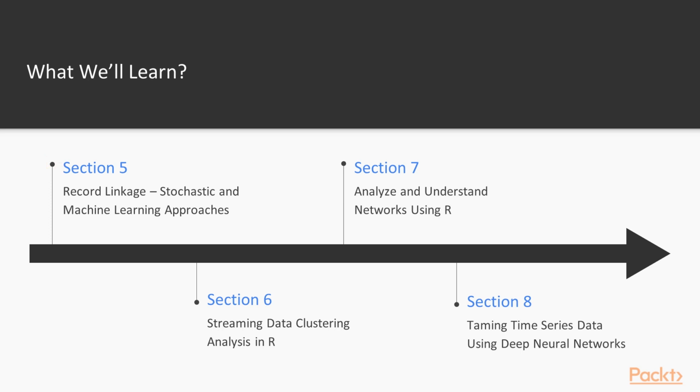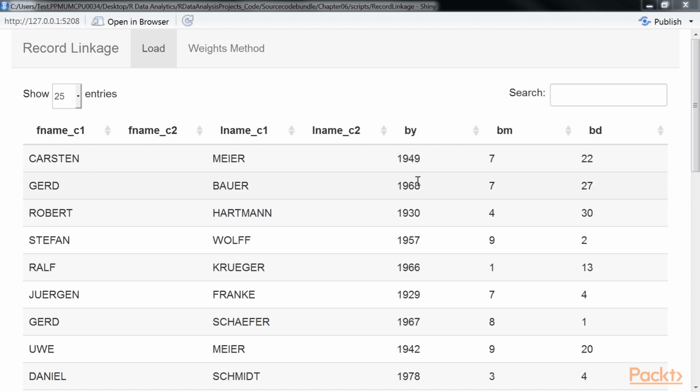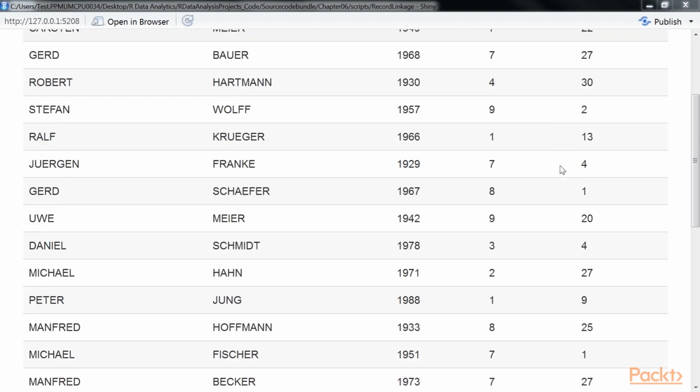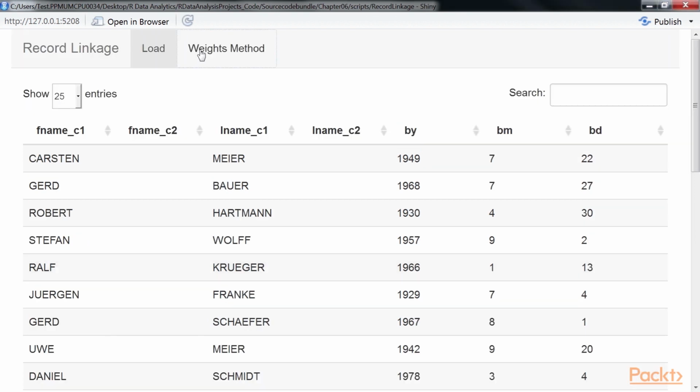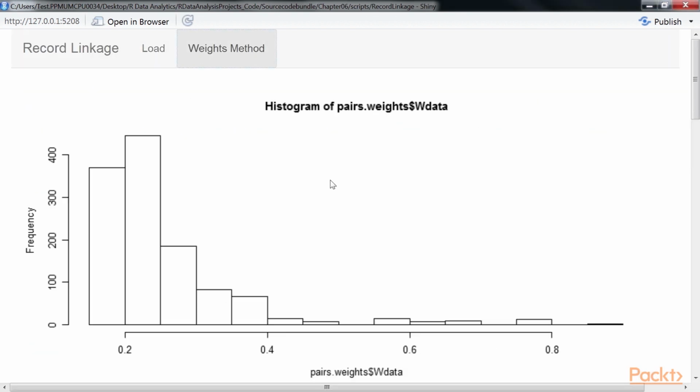Section 5, Record Linkage, Stochastic and Machine Learning Approaches, covers the problem of master data management and how to solve it in R using the RecordLinkage package. We will also build an R Shiny application for record linkage.